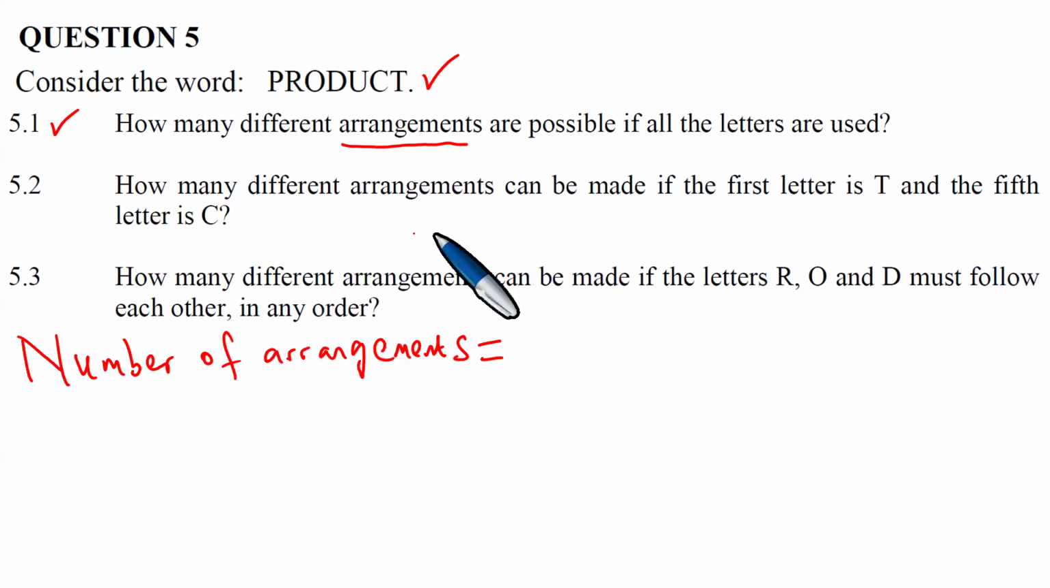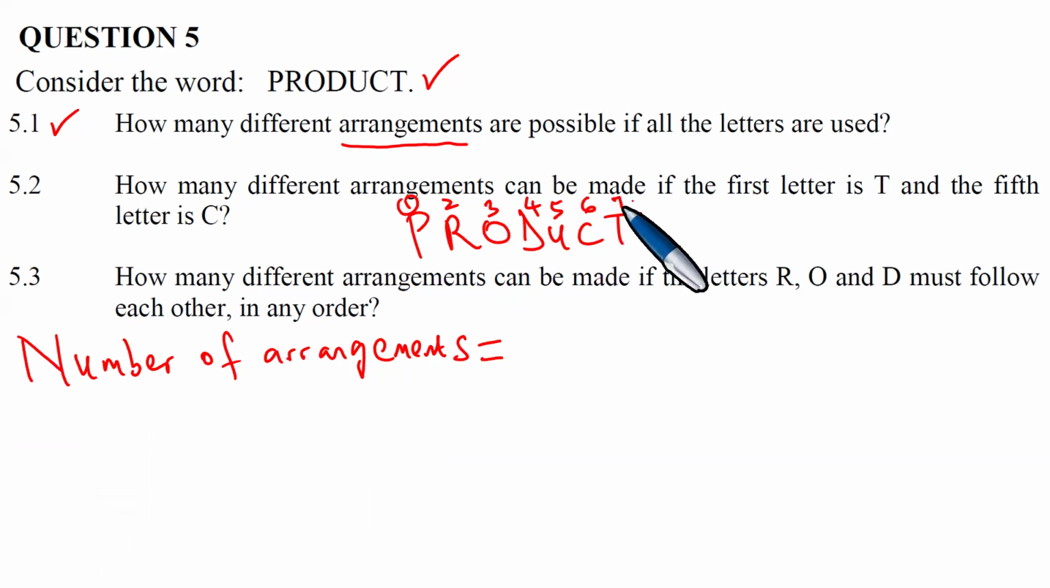Never mind. Okay, because we're looking at the word product. Looking at the word product, there are a couple of things you need to take into account. But what are they? Let's look at the word product. The word product has the first letter, the second, the third, the fourth, the fifth, the sixth, the seventh. How many letters are there? We have a total of 7 letters in the word product.